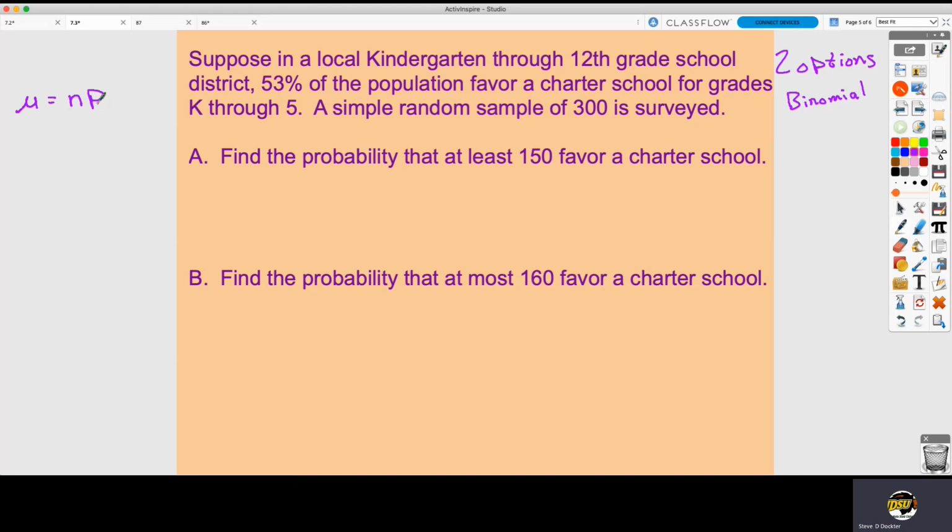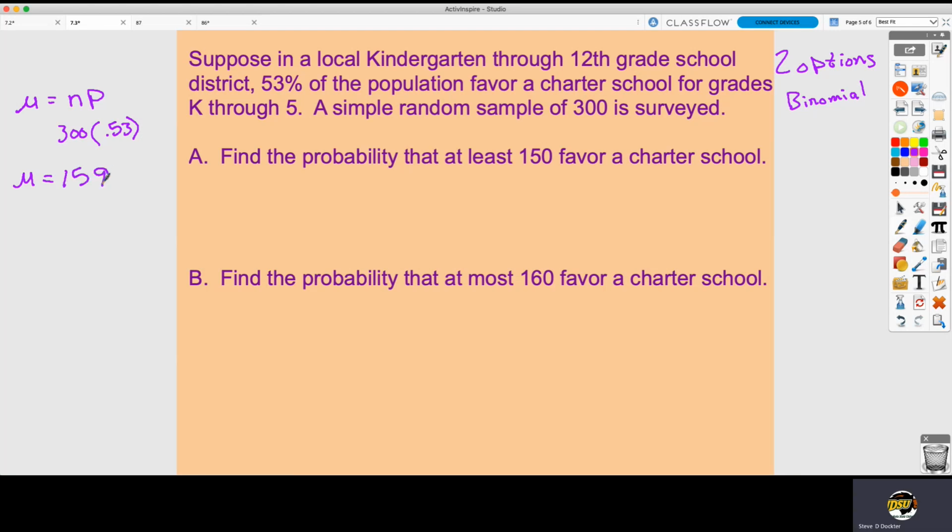What does n stand for? Sample size, which is 300. What do you think p stands for? Probability, or the percentage here, right? So this is going to be 0.53. So 300 times 0.53 is 159.